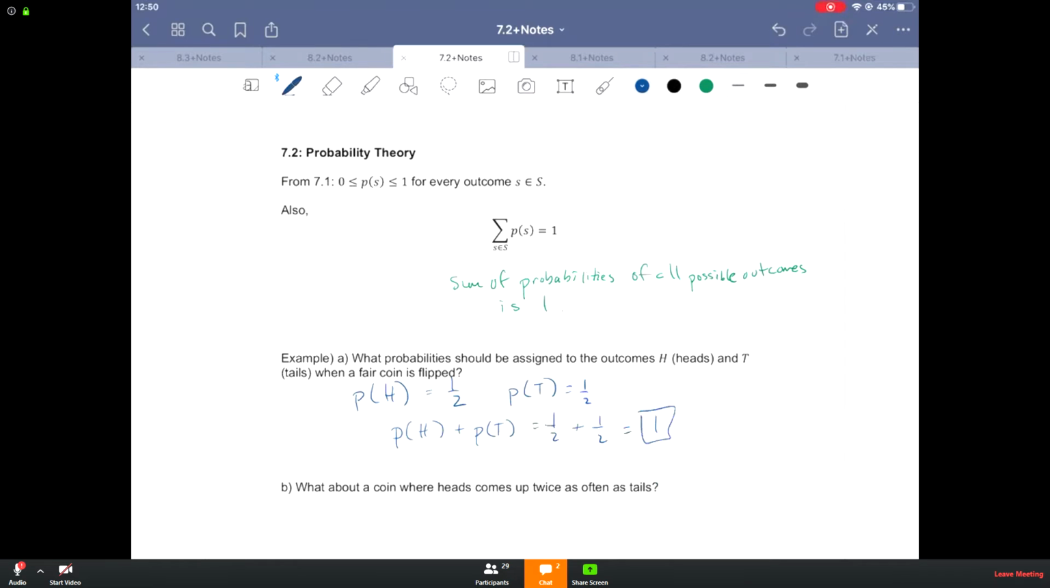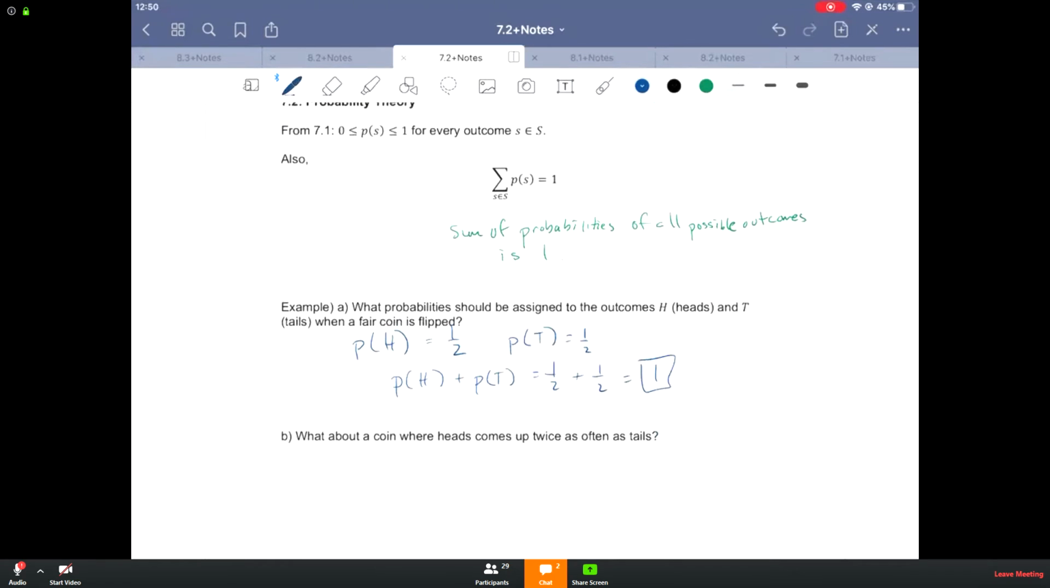All right, so let's look at part B. What about a coin where heads comes up twice as often? Okay, so it's not fair anymore. Now heads is coming up twice as often as tails.